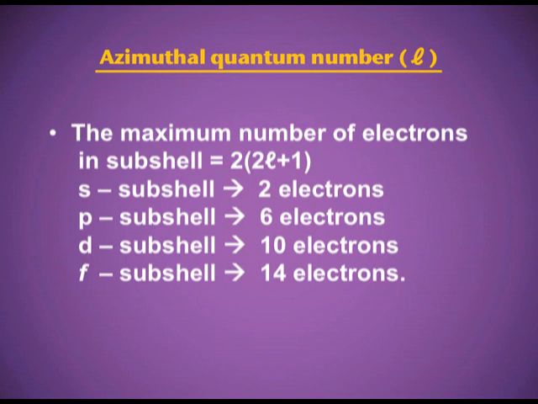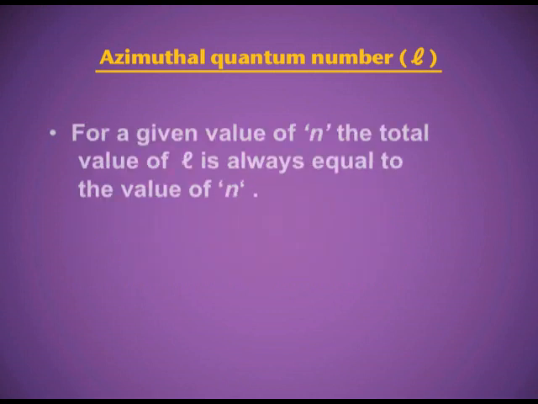The maximum number of electrons in the subshell will be given by the formula 2 into (2l plus 1). The s subshell can accommodate a maximum of 2 electrons, p subshell can accommodate 6 electrons, d can accommodate 10 electrons and f subshell can accommodate 14 electrons. For a given value of n, the total number of values of l is always equal to the value of n.